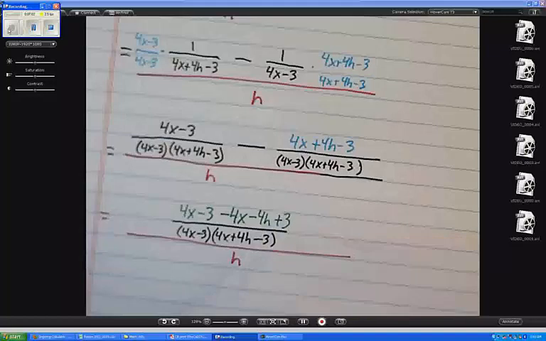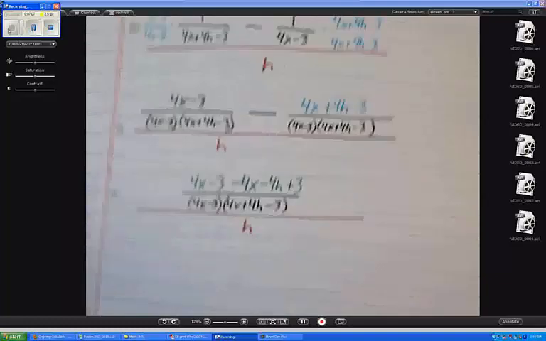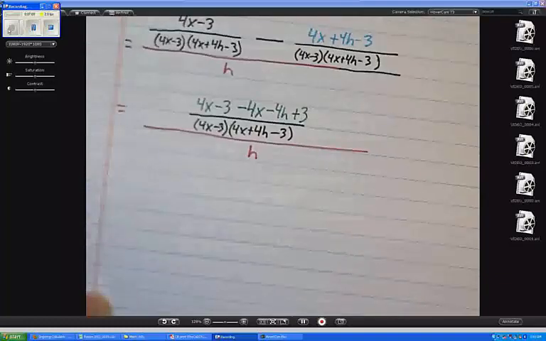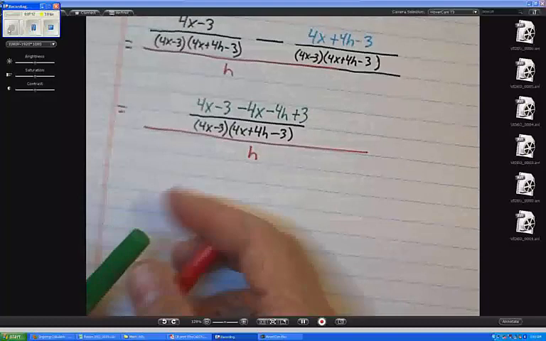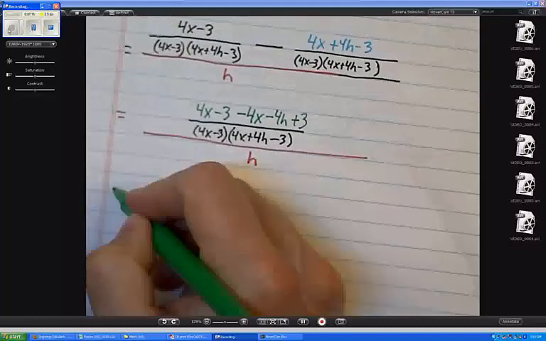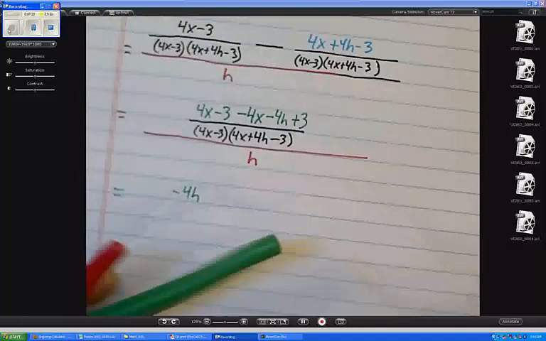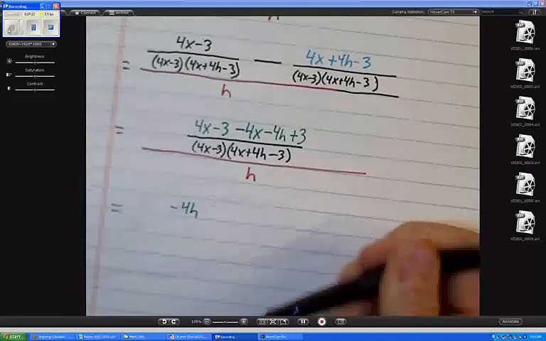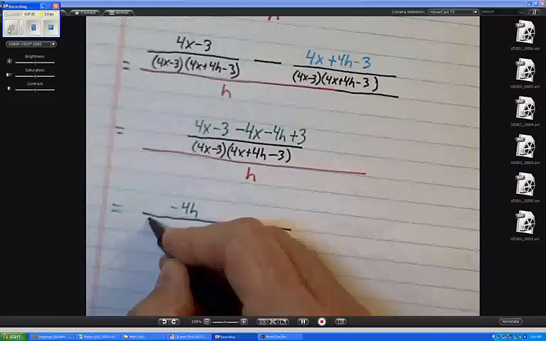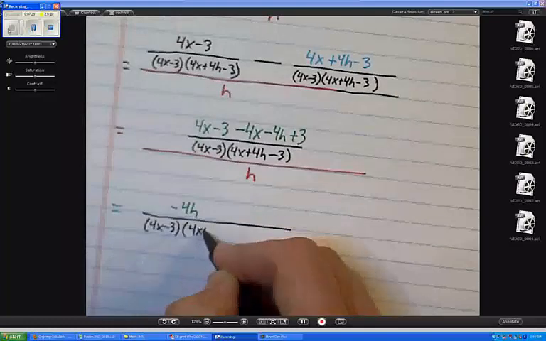So, what happens now? What's that green numerator become? Almost everything goes away, right? What does this equal? Just negative 4h over 4x minus 3 times 4x plus 4h minus 3.